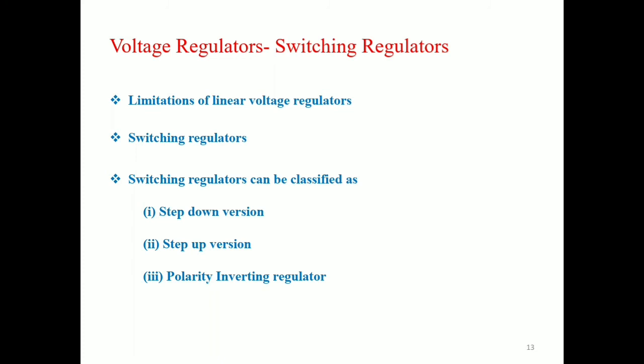Another limitation is that for a system with one DC supply voltage, such as plus 5 volts for a TTL circuit, if there is a need for plus or minus 15 volt operation, it may not be economical or practically feasible to achieve this. That's why we go for these switching regulators. They have three classifications: step down version, step up version, and polarity inverting regulator.